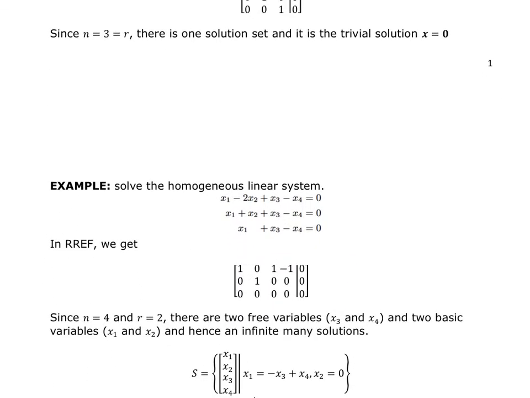Now, if we take this example where we have, again, a homogeneous system, and now we have 4 variables, but only 3 equations, we end up with 2 pivots after we put it into reduced row echelon form. Since my n is 4, my r, the number of pivots, is 2, 4 minus 2 is 2. That means we have 2 free variables and 2 basic variables. Again, as a reminder, the basic variables are the columns that have the pivots, and then the free variables are the columns that do not have the pivots, but also aren't a column of zeros.